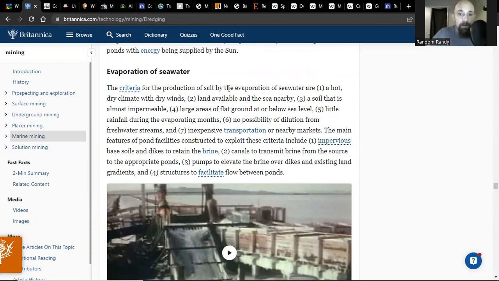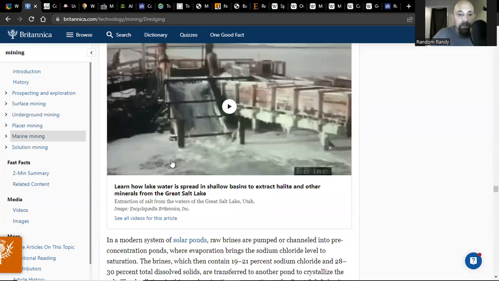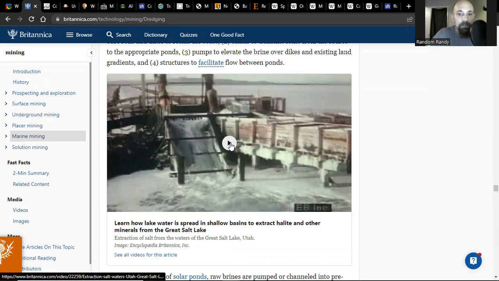Okay, so they pump the salt water to a hot, dry climate, and this is of course some of the extraction happening in some of the more desertified areas of the world. It looks more like this. Now, Great Salt Lake, a fine example of how that's done here.